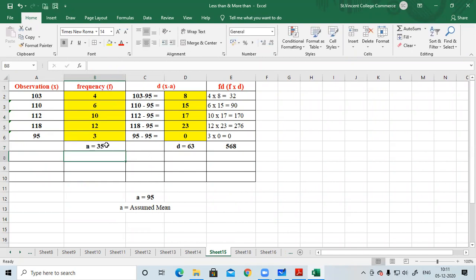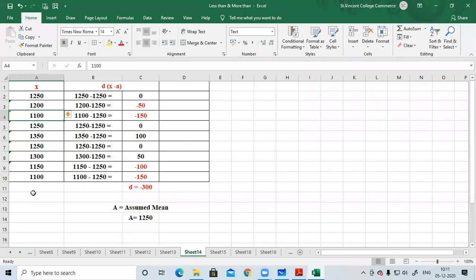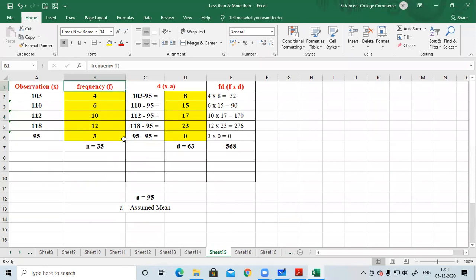Remember this. Whenever a frequency column is given, or the second column, let's make it even easier for you. When the second column is given, n is the total of the frequency. That means how many students? Let's assume 4 students got 103 marks, 6 students got 110 marks, 10 students got 112, 12 students got 118, and 3 students got 95 marks. So the total number of students is the meaning of n, the number of observations. Is that understood? Yes, sir. So 35.